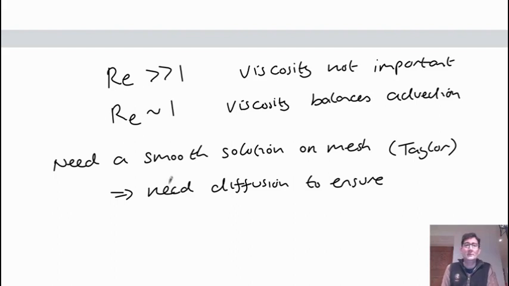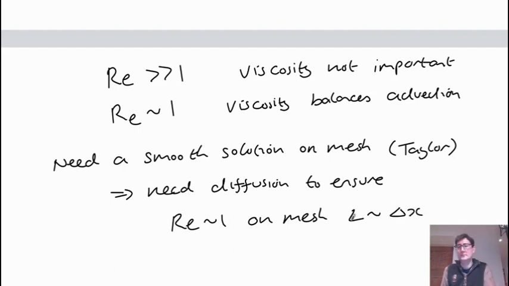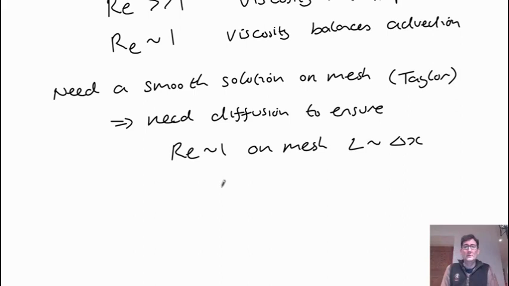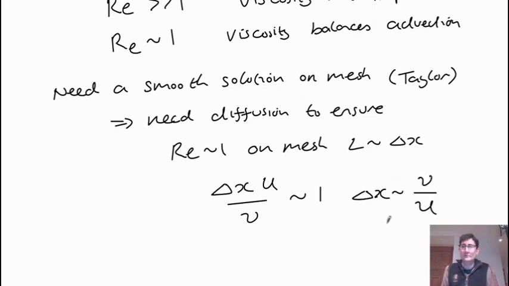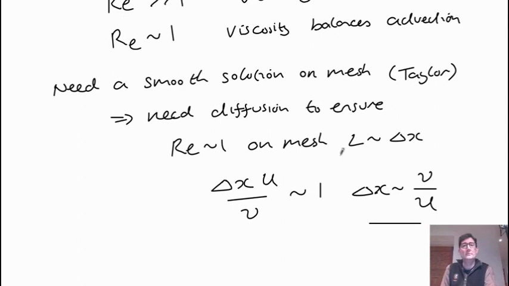And typically this means we need Reynolds number around 1 on the mesh. So when L is roughly delta x, so the grid spacing. And so we need that delta x times u over the viscosity should be roughly 1. And so delta x is roughly nu over u. So if you have very small viscosity or a very large velocity or speed, then you need a very small grid spacing to be able to get this smooth solutions.